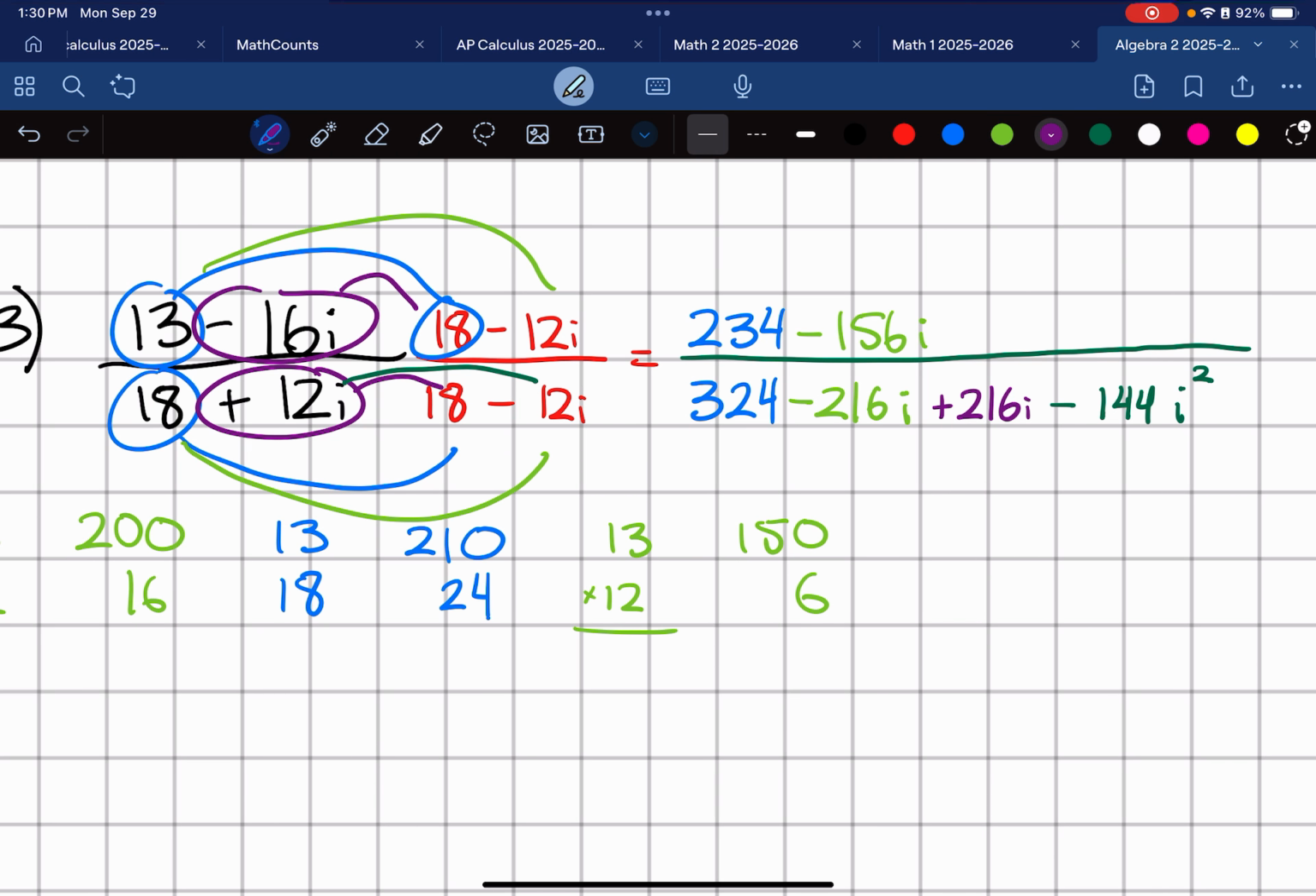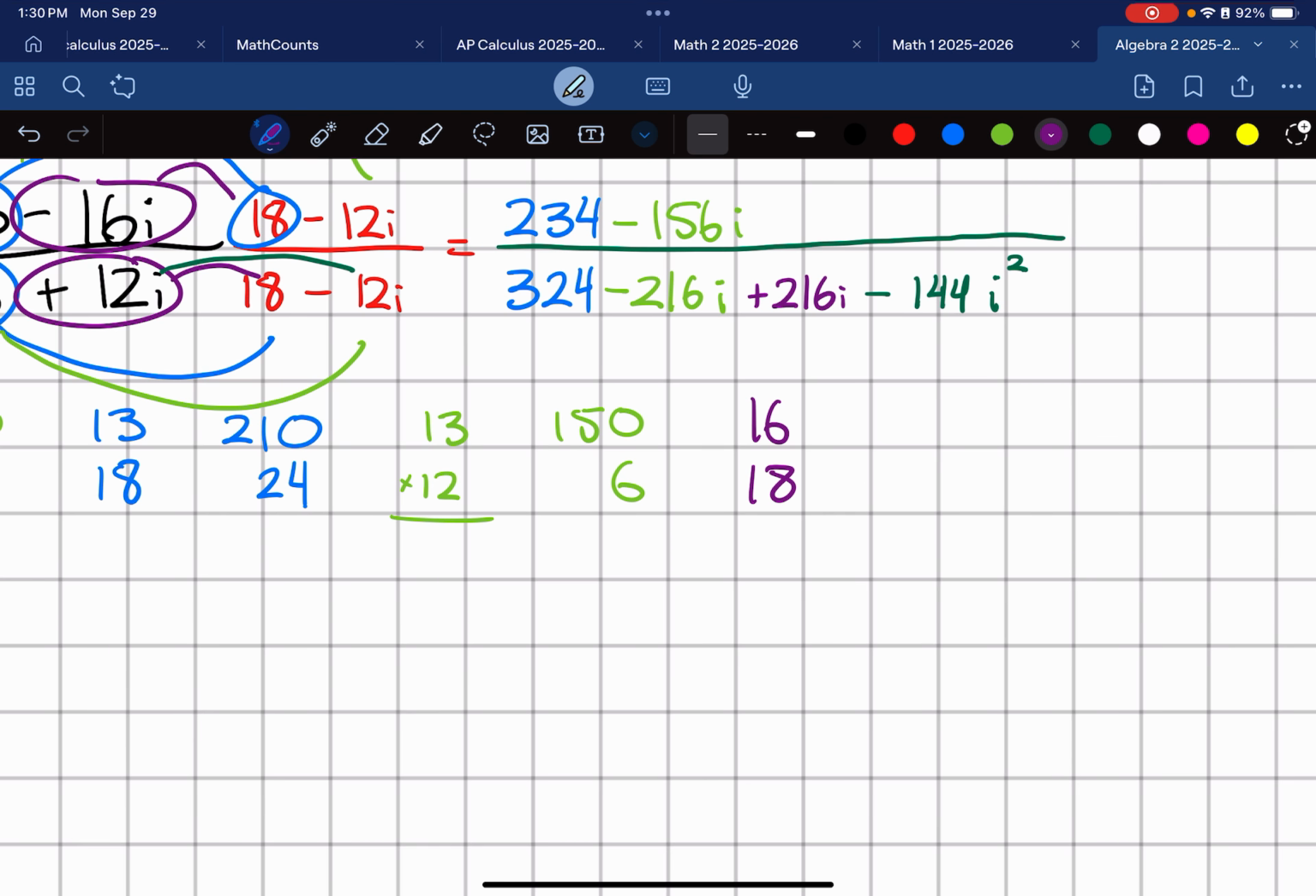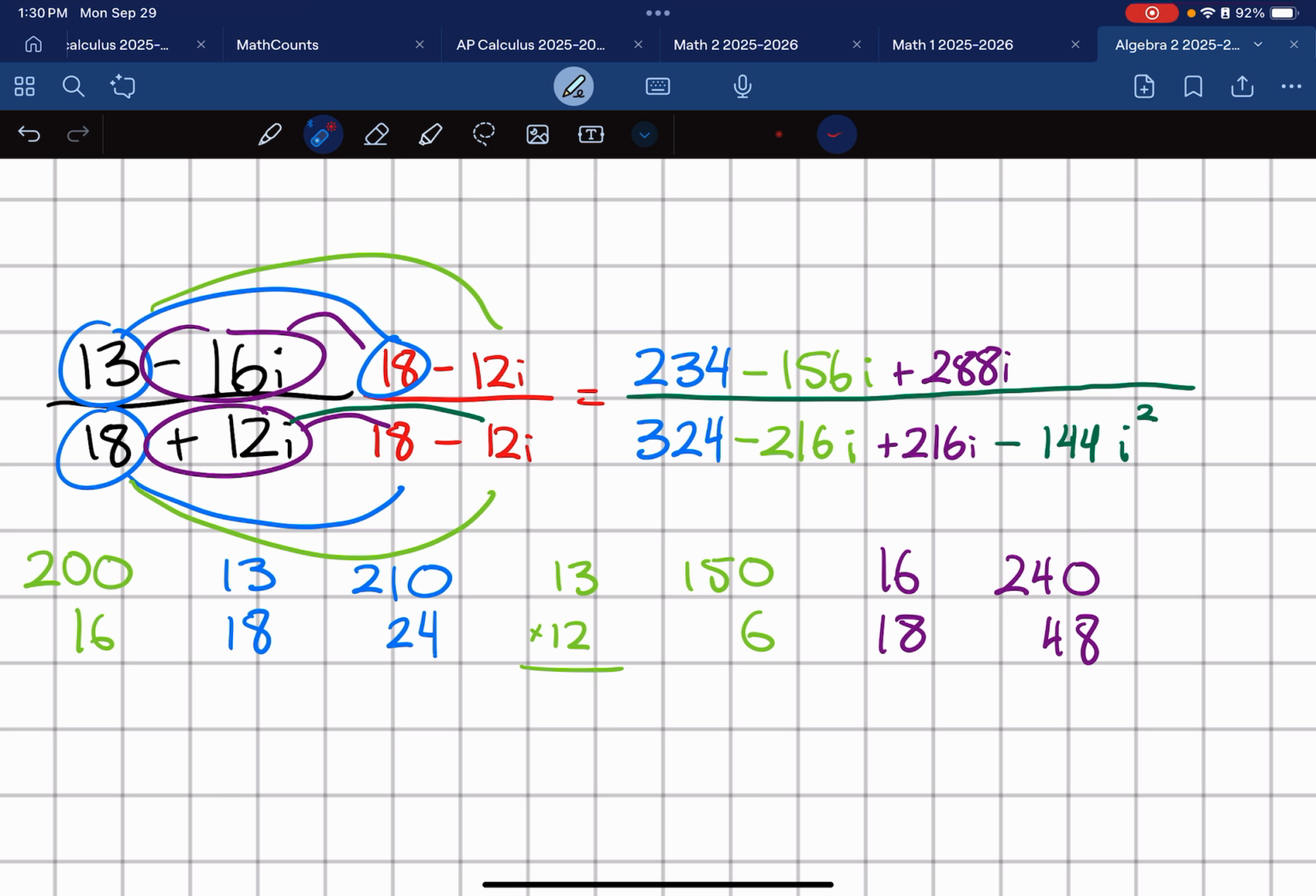Negative 16i times 18. Well, what is 16 times 18? Again, I'm doing that shortcut. You should be able to do this in your heads, but I'm just showing my work, right? So 16 plus 8 is 24. 24, add on a 0, and then 6 times 8 is 48. So I say 48, and I add those together. This is 288i. Let me just check the sign here. I have a negative times a positive, and that is, that's wrong. It should be a negative. There we go. Negative times a positive is a negative.